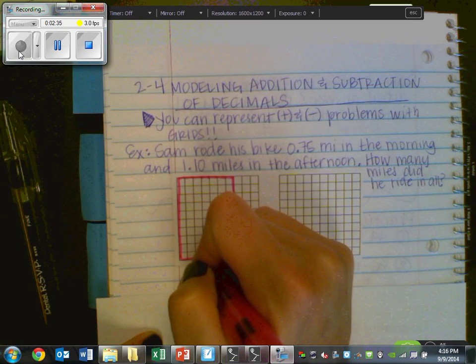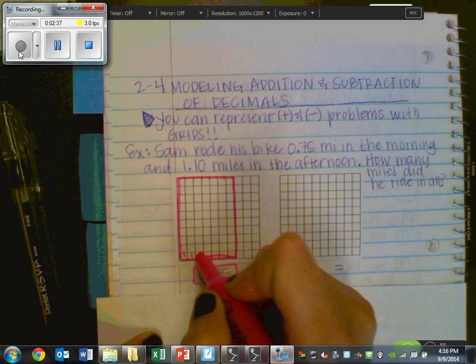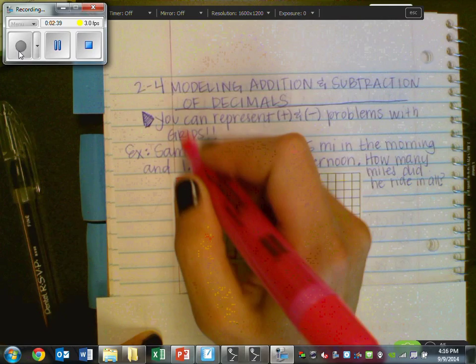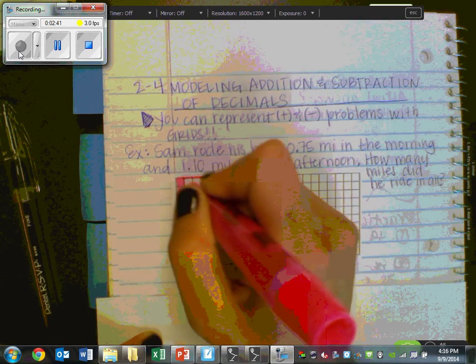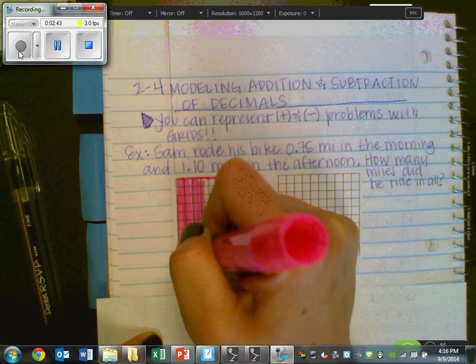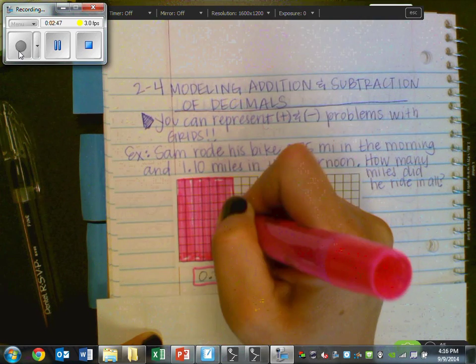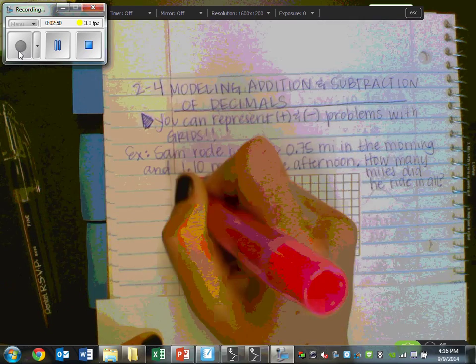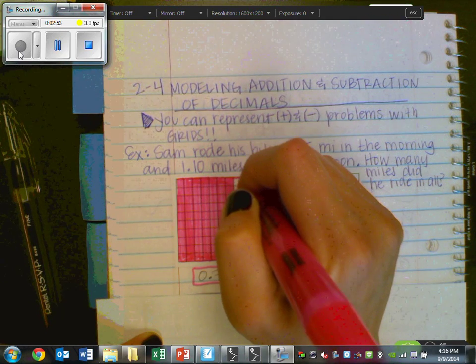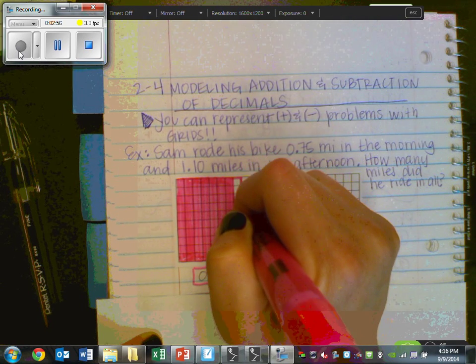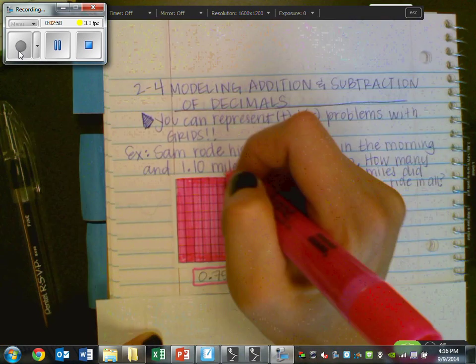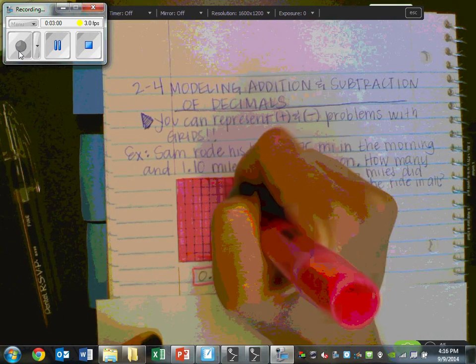So this would be 7/10. I have seven columns. One, two, seven. And then I also need to shade in those last 5 hundredths. One, two, three, four, five. So this is what 75 hundredths looks like.